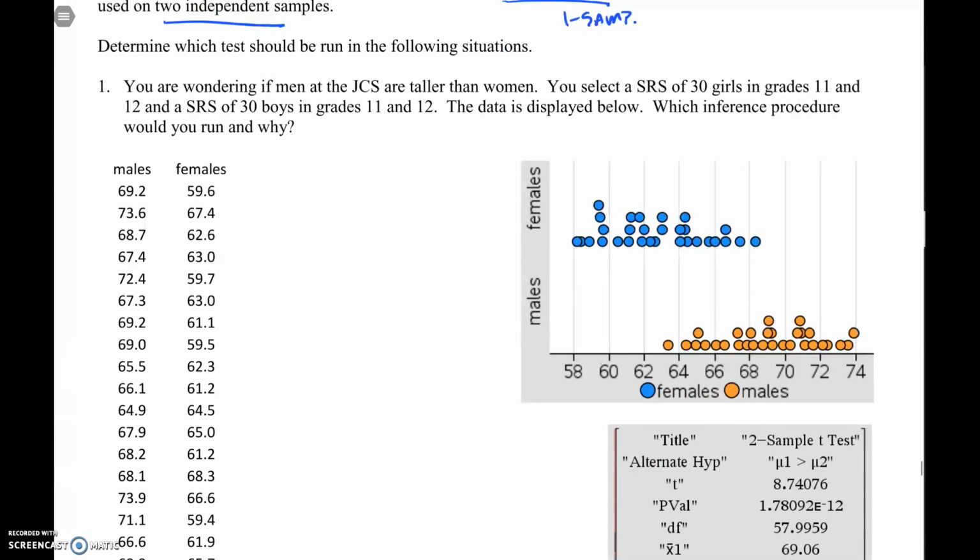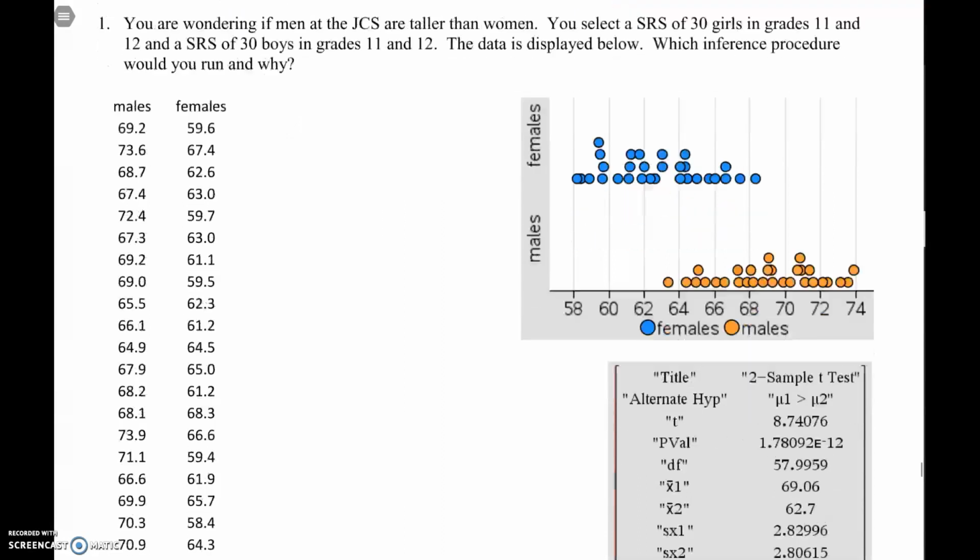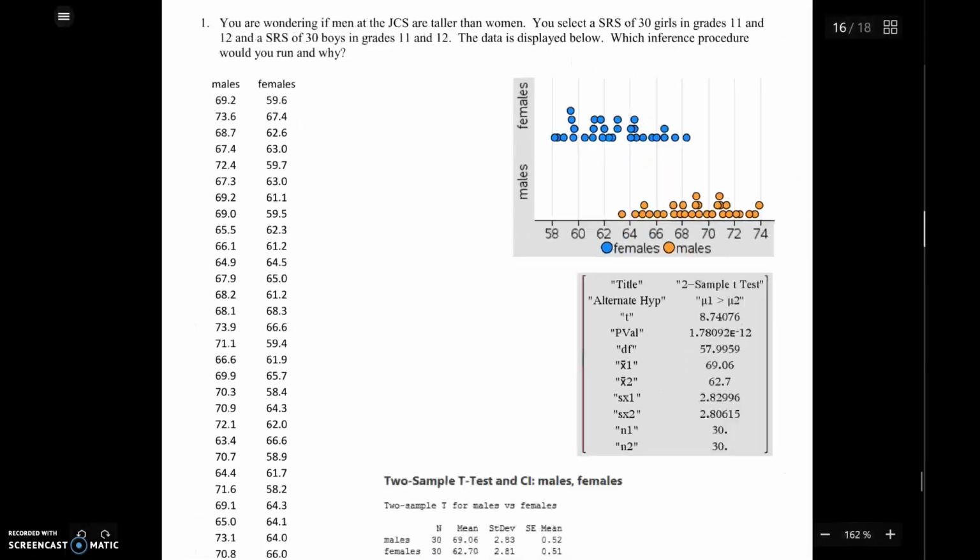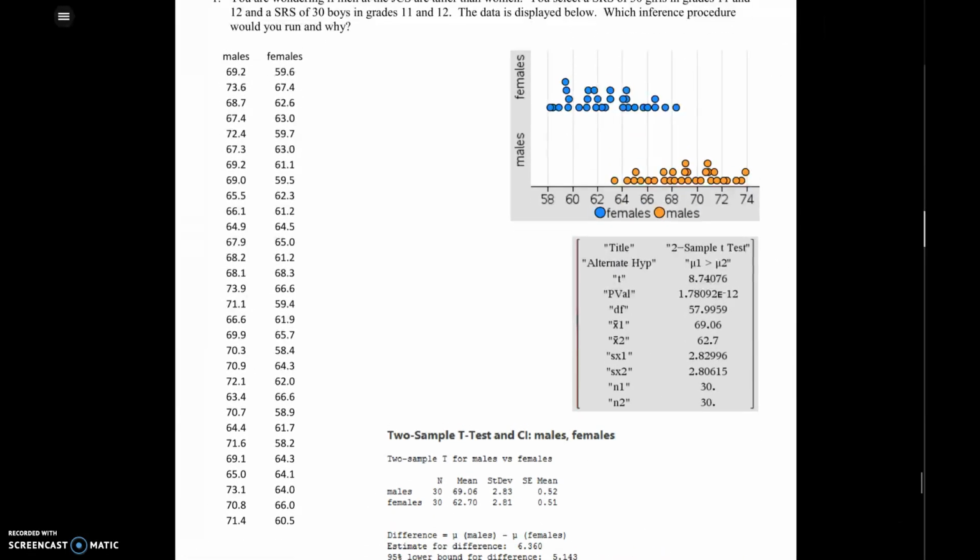You're wondering if men at the John Cooper School are taller than women. You select an SRS of 30 girls and an SRS of 30 boys. The data is displayed below. Determine which inference procedure you would run and why. So I have two data sets, two data lists.